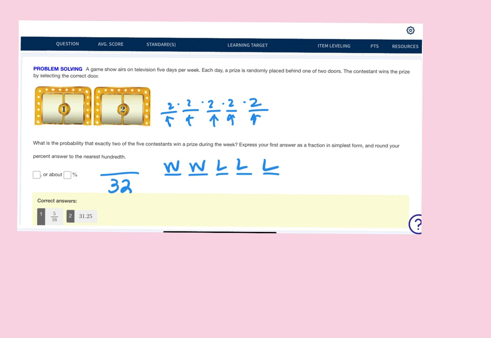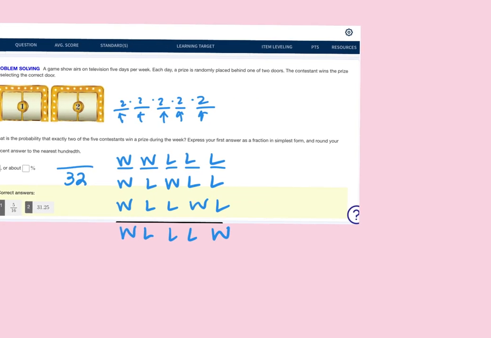Then I can go in a pattern. If I keep the win in the first spot, I can move the other win 1 by 1 to the right. That would be a second way. Then win, lose, lose, win, lose. And then win, lose, lose, lose, win. So that would be the options if you won on day 1. There's 4 of those.